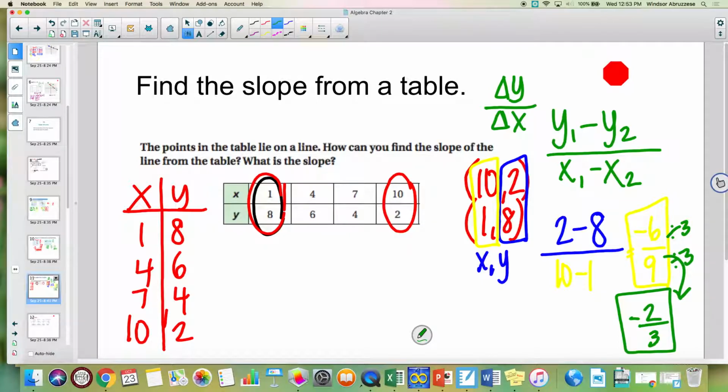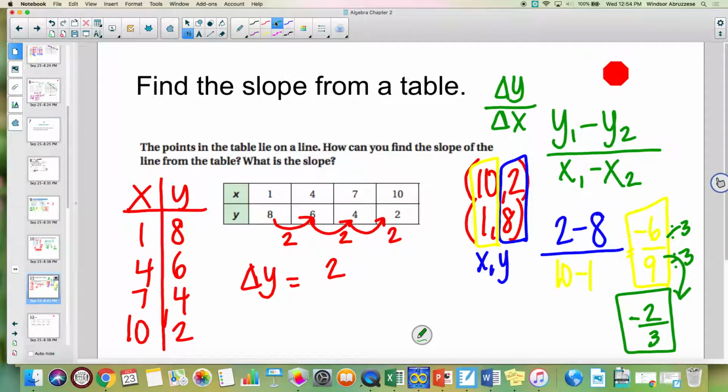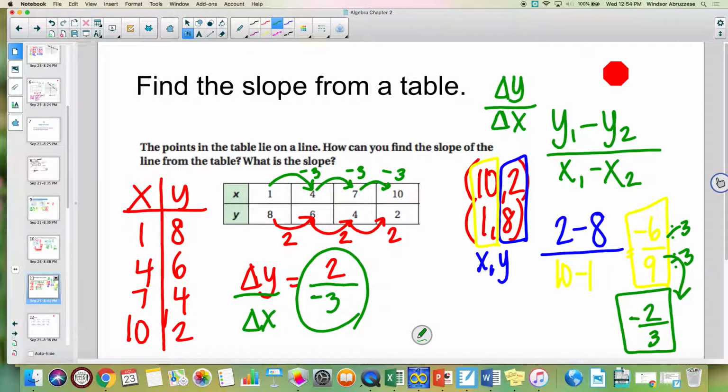And that is it. You could also, if you look at the table here, look at what is the change in y, right? From 8 to 6 is 2. 6 to 4, it's 2. And 4 to 2, that is also 2. So my change in y is 2. Now let's look at the change in x. 1 to 4, that difference is negative 3. 4 minus 7, negative 3. 7 minus 10, negative 3. So I get the same answer. Now try some examples on your own.